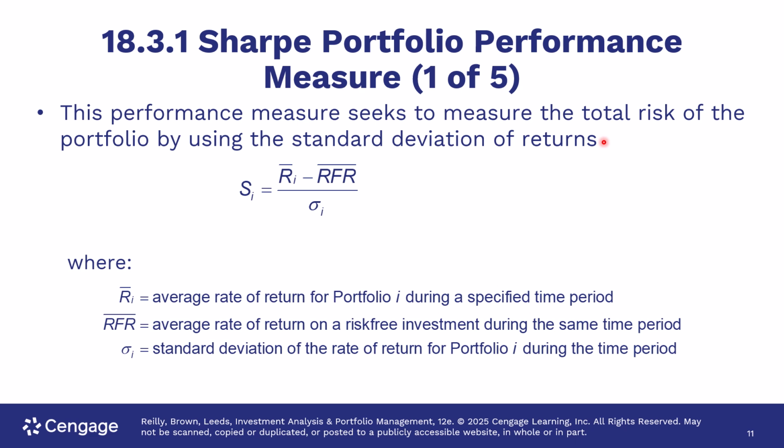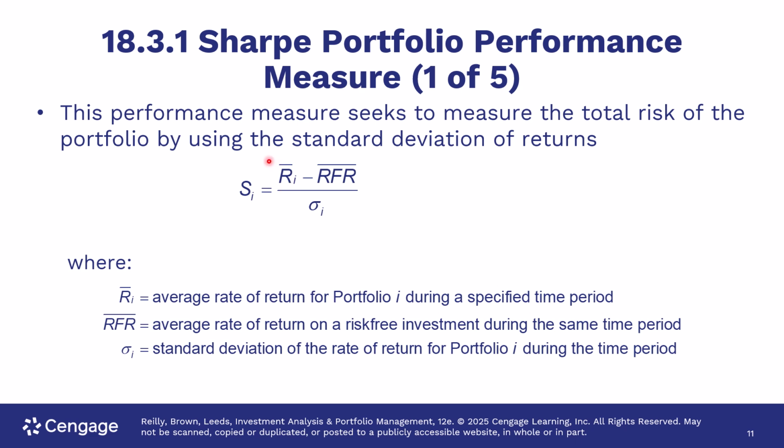Right? So Sharpe, in his measure, used sigma in the denominator. That's our risk measure. So as we stare at this, what does this say? That's the average return to fund i. Notice I'm saying fund, F-U-N-D. That's like a mutual fund. That is a portfolio of investments, right?